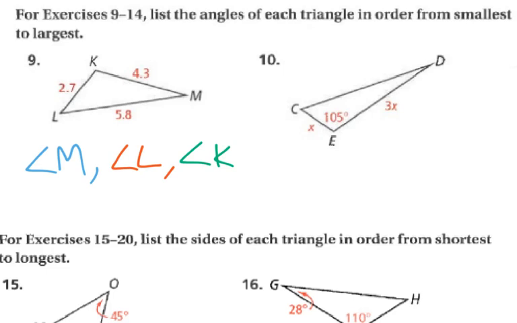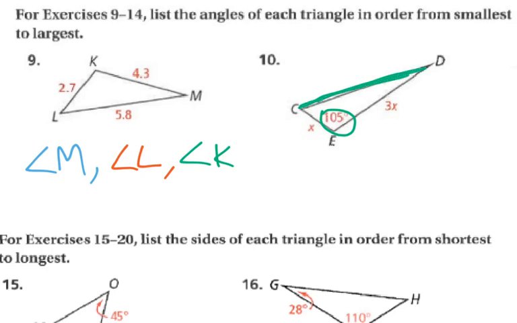What we know about triangles is that this is an obtuse triangle. Obtuse triangles have one obtuse angle and two acute angles. So we know that this is the largest angle, therefore this is the largest side.